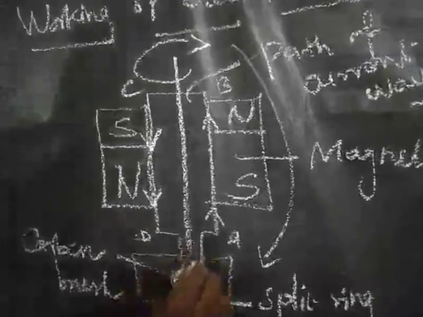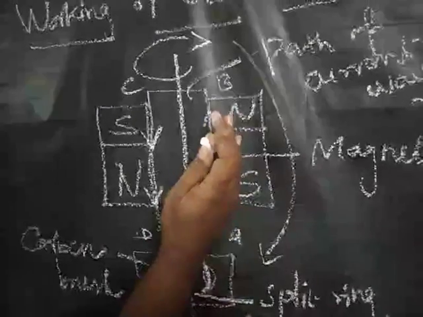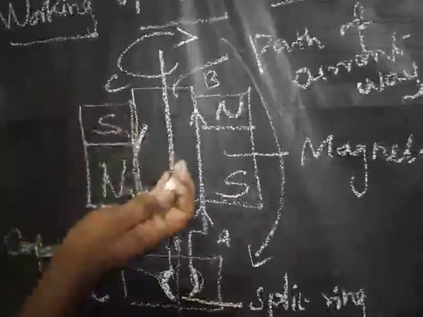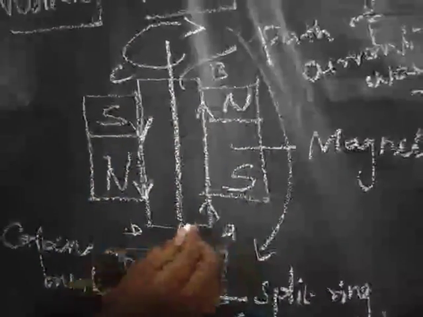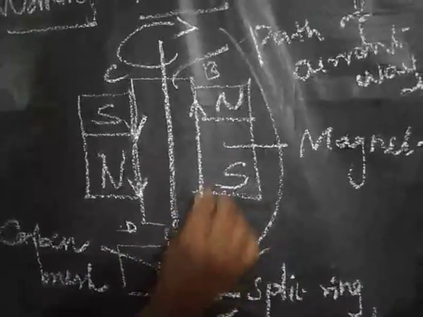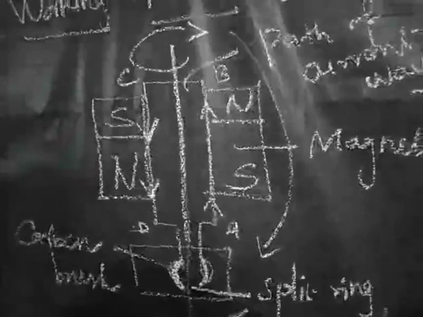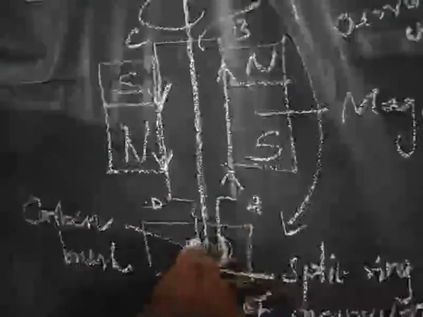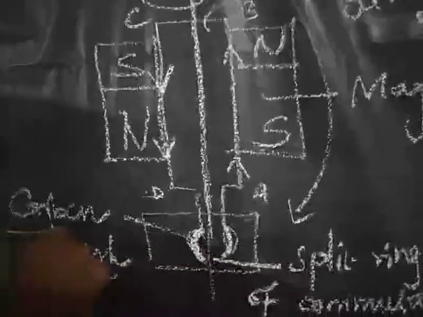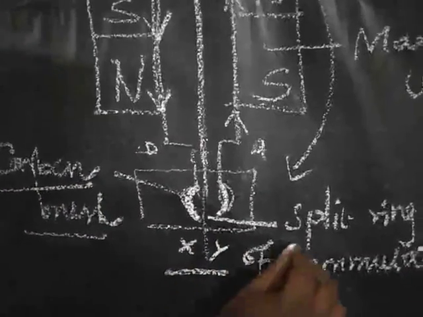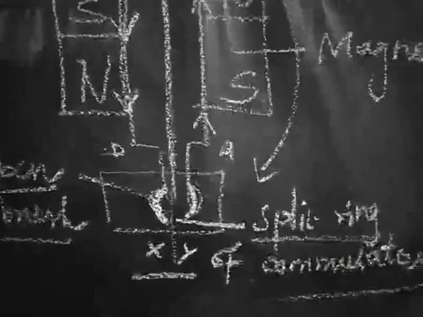Can you understand? If you pass the electric current, half of the portion rotates in one direction and half rotates in the other direction. In this portion the electric current passes AB, and in this portion it passes CD. The down part attached with the carbon brush is called X and Y. The next one is the split commutator.